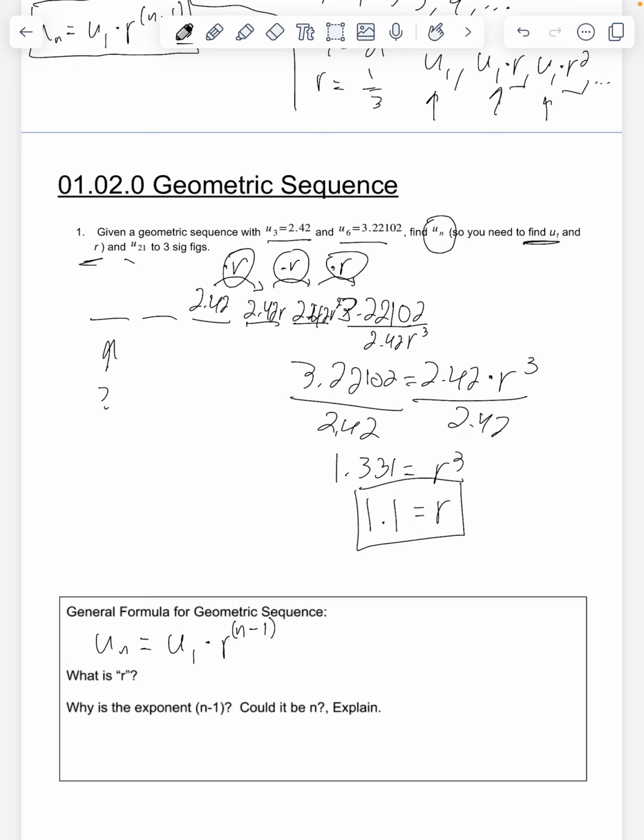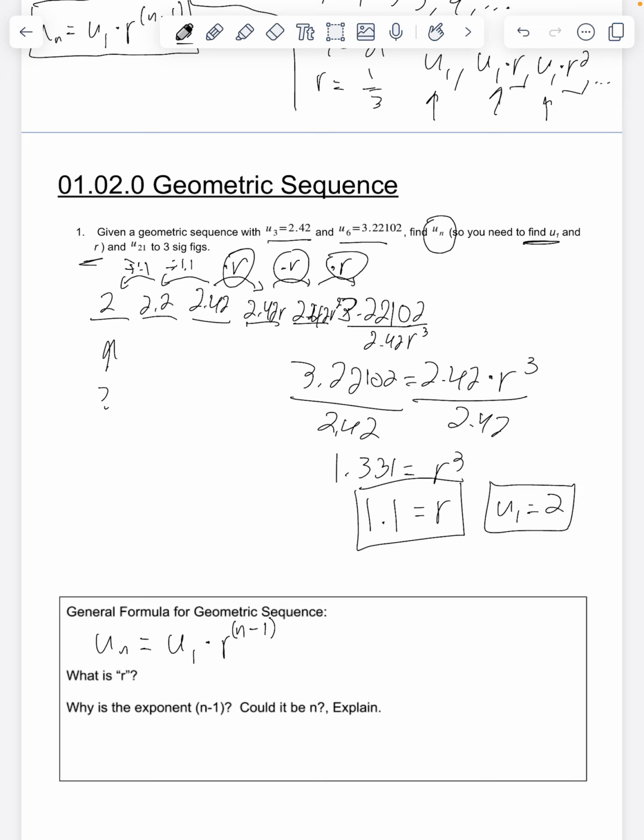There you go. All right, so we have our r value now, and now we are going to see if we can figure out what the first term was. So if we go backwards, right, we should be able to get to here by dividing by 1.1 and then dividing by 1.1 again. So if I do 2.42 divided by 1.1, I get 2.2. And then if I divide that by 1.1, I think that's going to be exactly 2. That's pretty nice. So I have my r, I have my u1, which is 2.